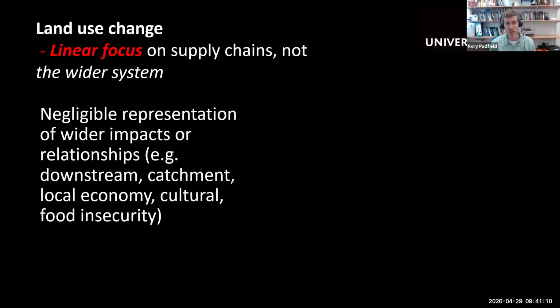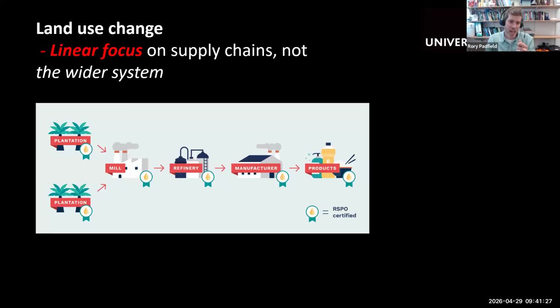So whether it be downstream, in the catchment, the local economy, culture, or food insecurity. There's research that says that bringing palm oil into an area can impact food security for those communities living nearby. No reference to that. It's completely absent again from the maps. And this is a representation of a linear supply chain, kind of clean in a way. It's straightforward. You produce your crop and then you go through a series of steps.